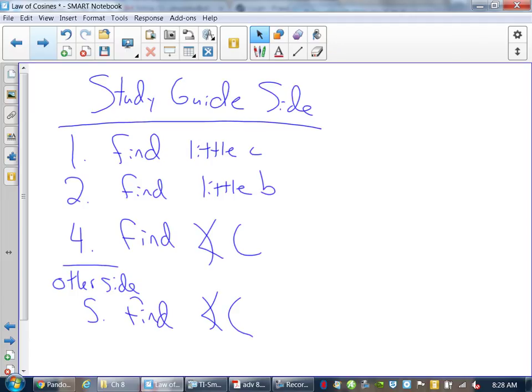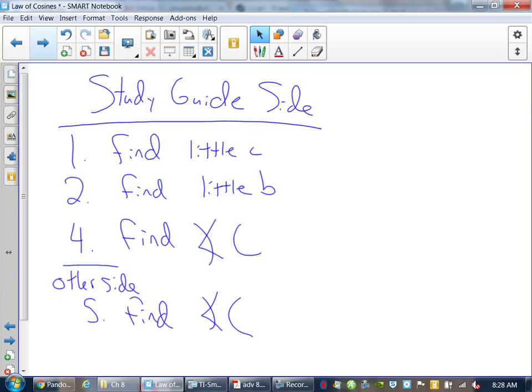We're not solving full triangles. We're going to find parts. I just want you to practice it a little bit tonight, okay? We'll build into this more tomorrow about using this to get into all of the solving out everything else. So on the study guide side, number 1, find little c. 2, find little b, because you're given those two larger angles. And then on 4, it's a side-side-side setup, which means you have to find the largest angle. Well, I'm telling you right now, it's going to be angle C.